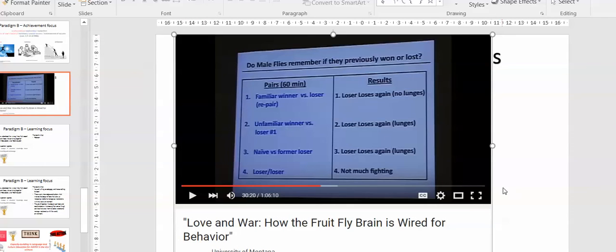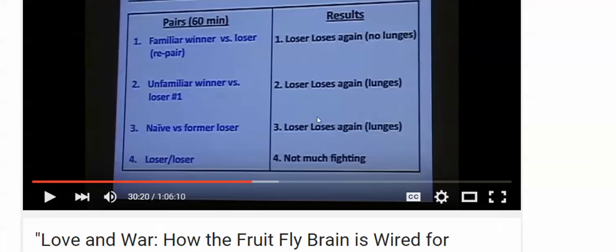This is the talk I'm doing for tomorrow. But this is a study from neuroscience that I just found recently. And it talks about fruit flies. It's very interesting. You don't have to watch it. But what it says is that if a fruit fly loses a fight with another fruit fly, right? They fight.